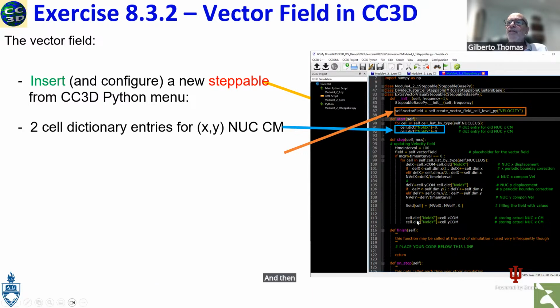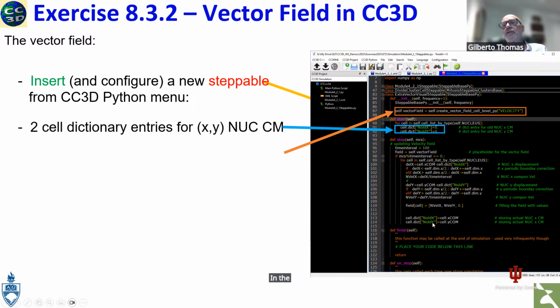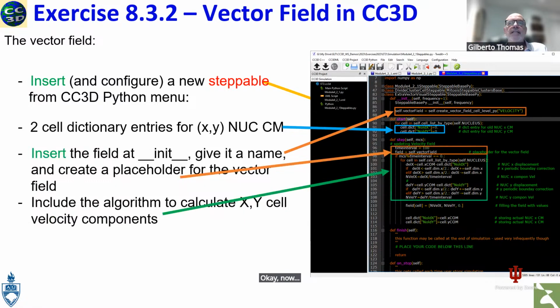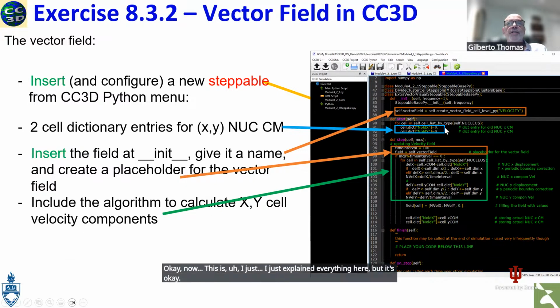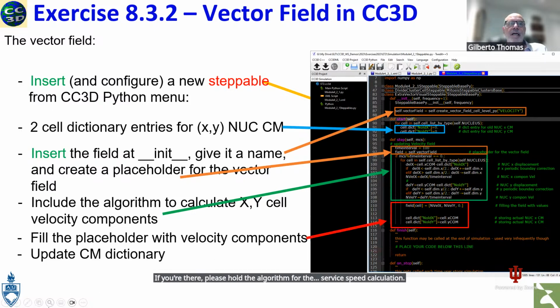And then we store the actual position of the center of mass to be used the next time we calculate the speed in the cell dictionaries. Okay, now, I just explained everything here, but it's okay. If you put there the placeholder for the algorithm for the cell speed calculation, you put the components here to update this dictionary of the cell.